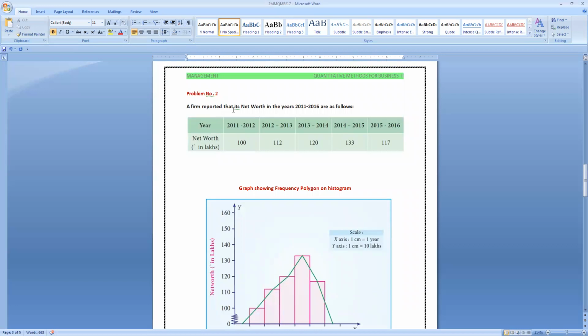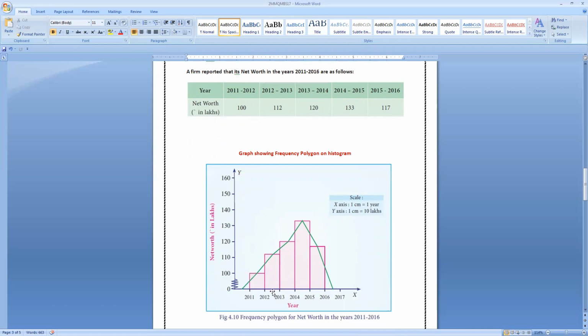A firm reported its net worth over the years 2011 to 2016. They have given the number of years. It started from 2011 to 12, one year, till 2015 to 16. And the net worth they have shown is 100, 112, 120, 133 and 117.